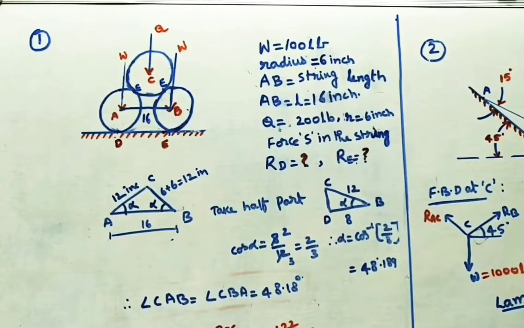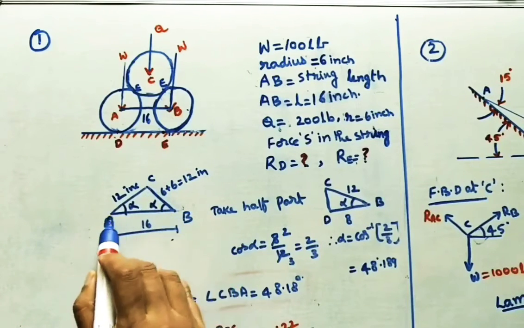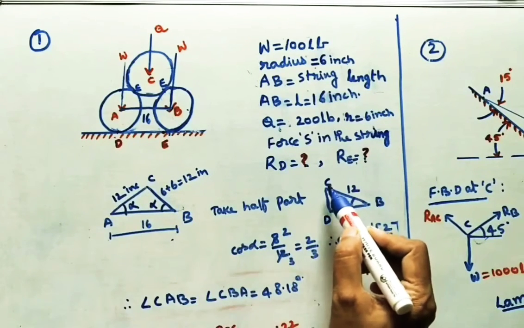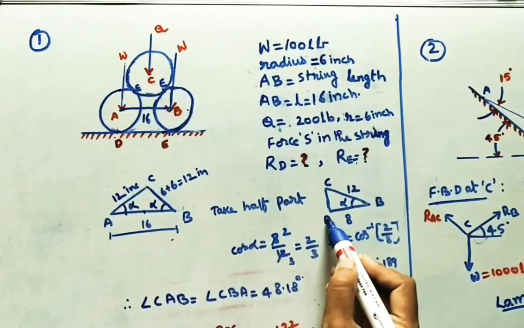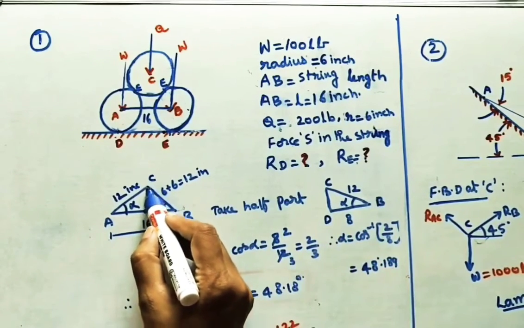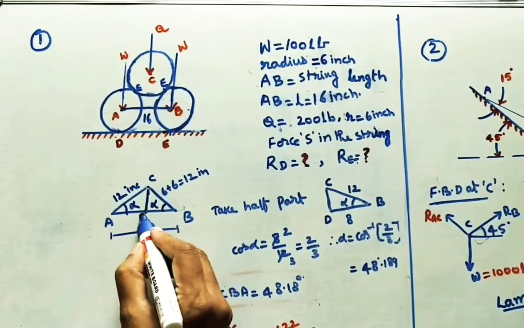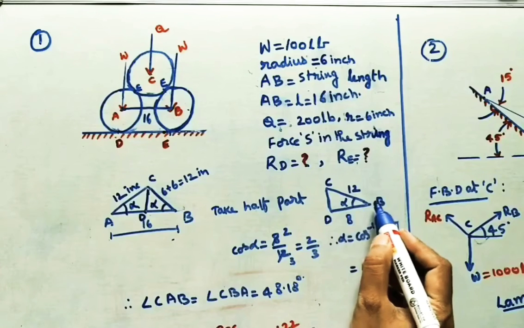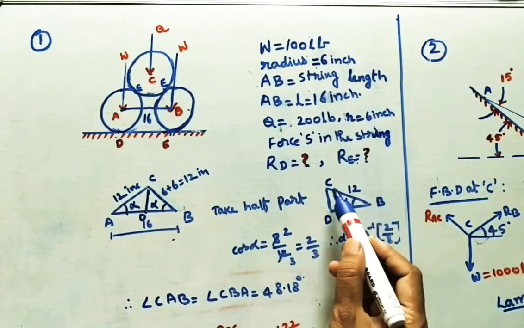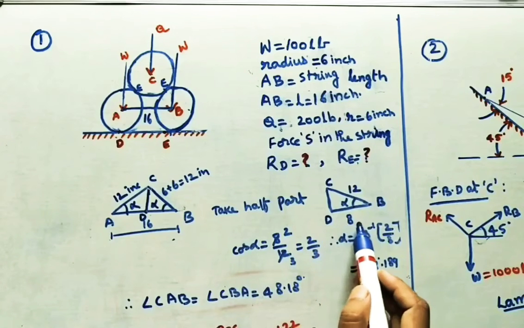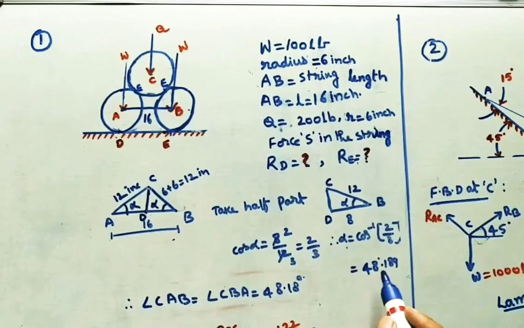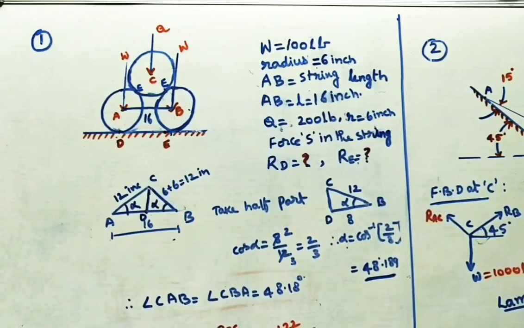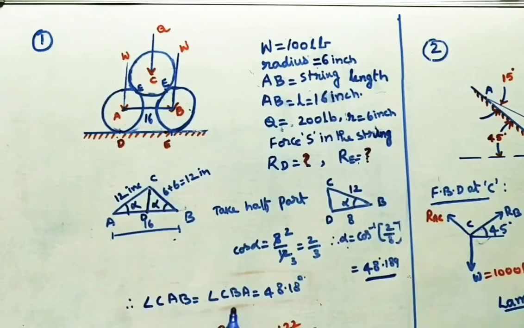Now how to find the angle? Just take half of this triangle because it is symmetrical. Let us take the middle point as D and join here. This side is 12, this is 8. We can apply cos because we know this value and this value. Cos alpha is equal to 8 by 12. Using a calculator, you will get alpha equal to 48.189. Angle CAB and angle CBA are both the same, alpha, 48.189 degrees.